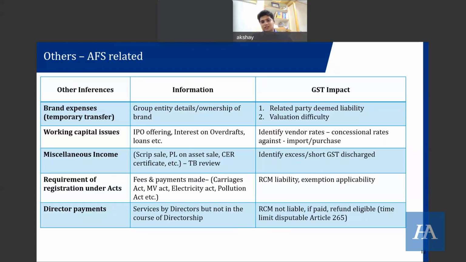Identify if there is any excess or short GST which has been discharged. Requirements of registration under the acts. If you see listed companies' financial statements, you will be able to identify what are the various acts applicable to that entity. So say a transport provider, he will be liable under Carriages Act, Motor Vehicles Act, Electricity Act, Pollution Act, etc. Of course, Companies Act, Income Tax, GST, all those are the normal tax related acts.